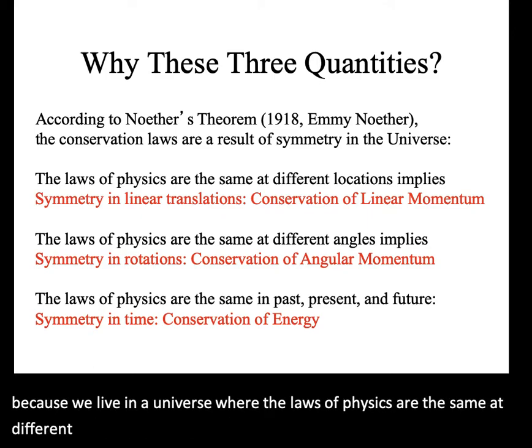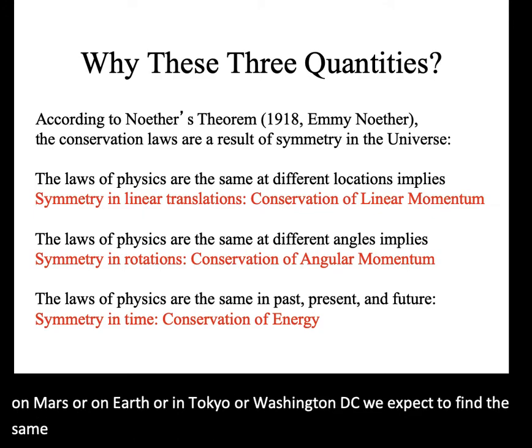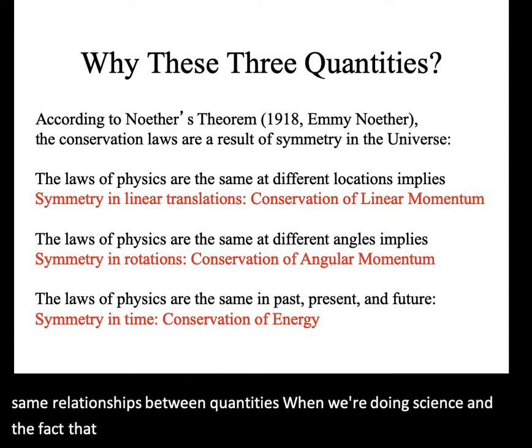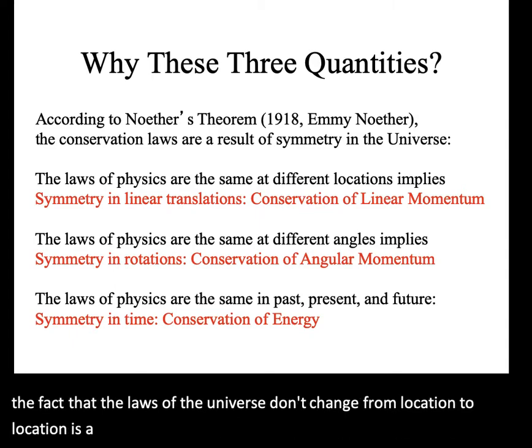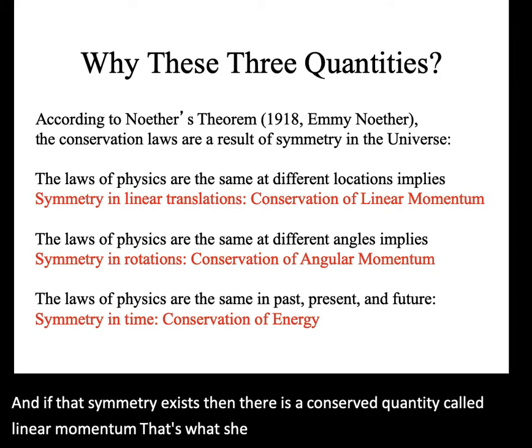So if we conduct experiments inside a room on Mars or on Earth or in Tokyo or in Washington, D.C., we expect to find the same relationships between quantities when we're doing science. And the fact that the laws of the universe don't change from location to location is a symmetry that's embedded in our universe. And if that symmetry exists, then there is a conserved quantity called linear momentum. That's what she proved. The angular momentum is very similar, right?